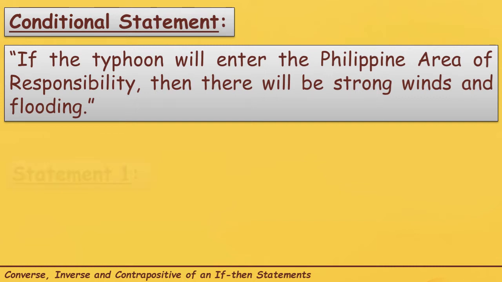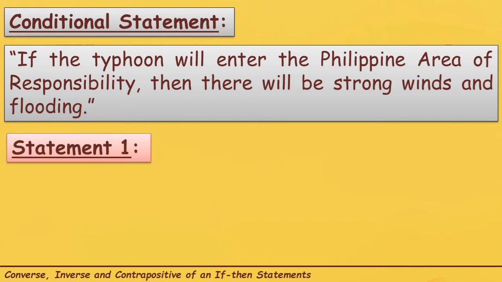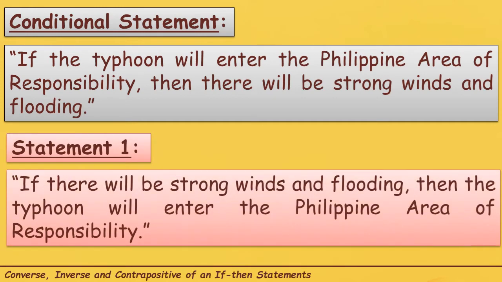Now, let us consider this statement number 1. If there will be strong winds and flooding, then the typhoon will enter the Philippine area of responsibility. Let us compare the conditional statement and statement 1. What happened between the hypothesis and conclusion in statement 1?